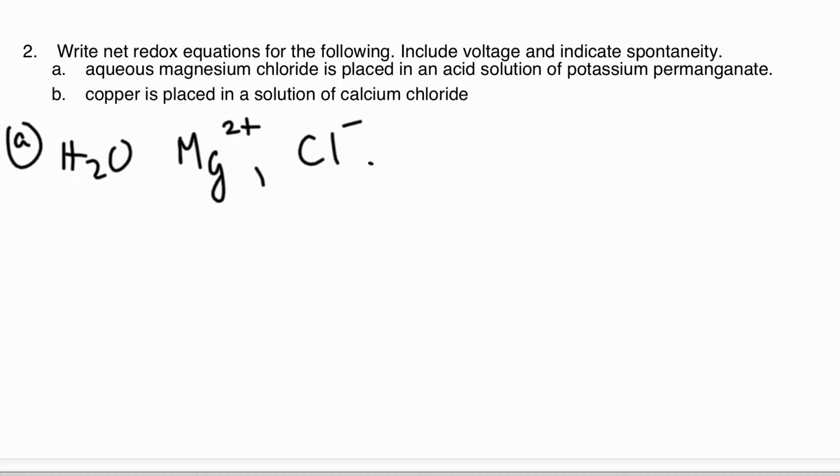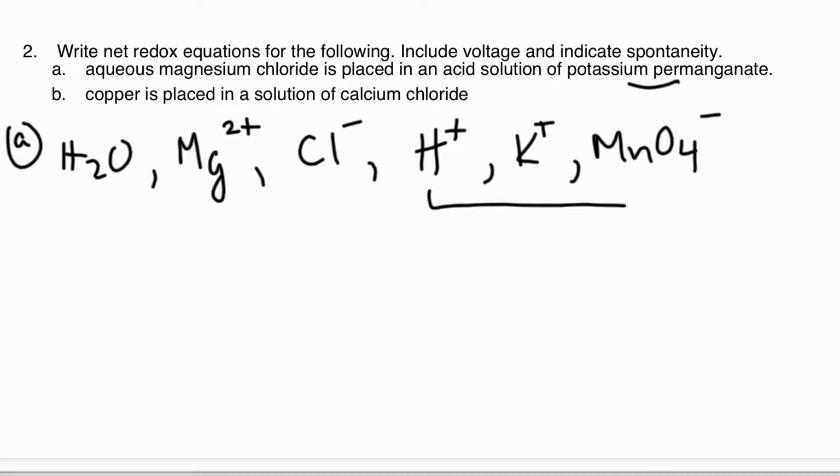Make sure that when you're writing these that you don't just write Mg, because Mg by itself is a solid, but this isn't. This is an aqueous solution. These will dissociate into their ions. It is placed in an acidic solution of potassium permanganate. Again, ionic compound, so it'll dissociate into potassium ions and permanganate ions.